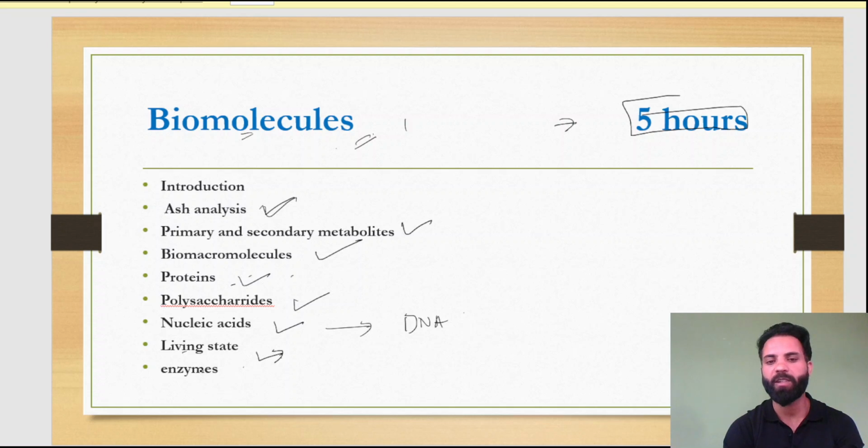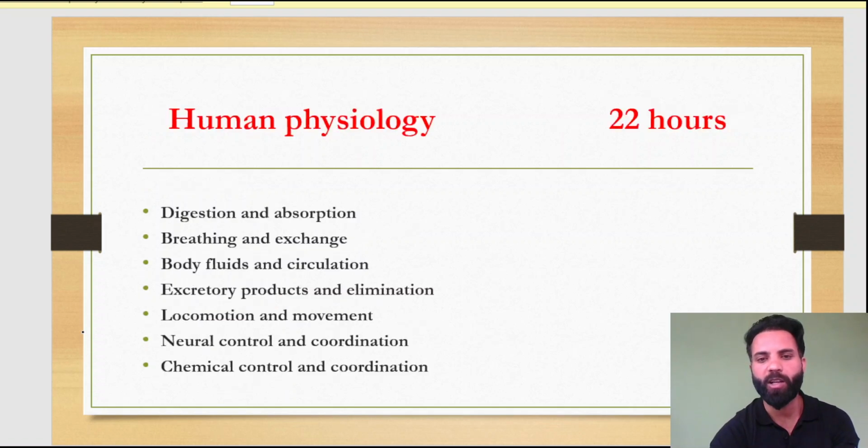What is the living state? What is the dynamic state? What are enzymes? What are the inhibitors of the enzymes? What are the properties of the enzymes? What is the classification of the enzymes? So this is a very lengthy unit. That's why it requires 5 hours for the completion.